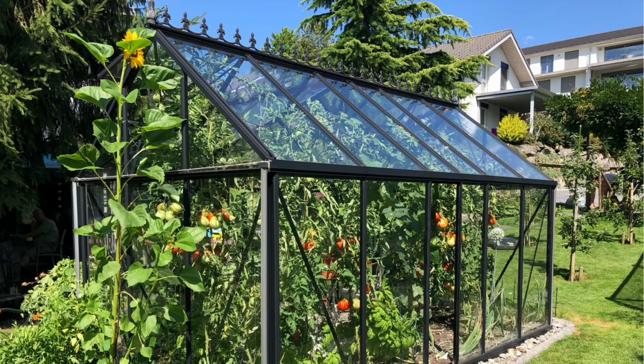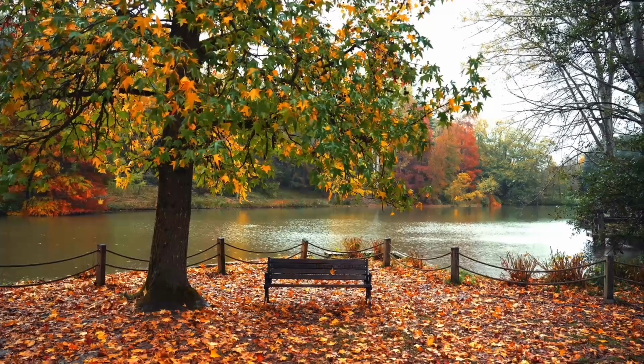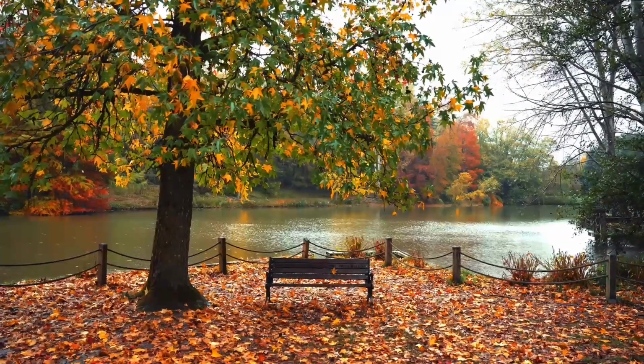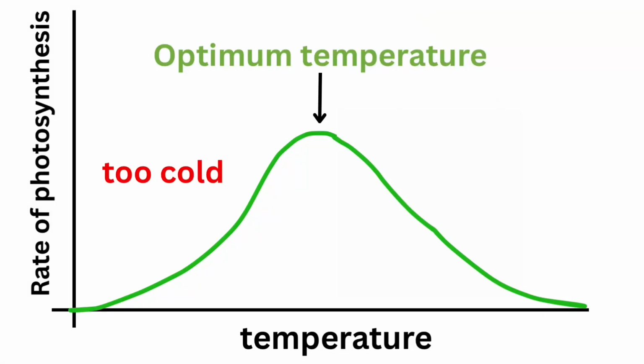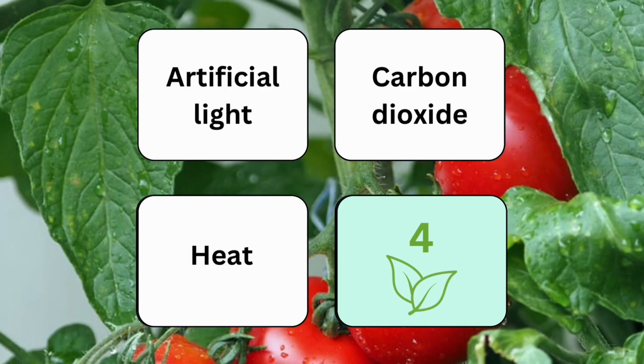On a sunny summer's day, it's very warm, so temperatures in the greenhouse should be high enough to optimise photosynthesis. However, at other times of the year, the temperatures are cooler. At these times, the greenhouse may not be at the optimum temperature. This is another great reason that it's helpful to add a paraffin heater to the greenhouse, because as well as adding CO2, it also increases the temperature. So the third way that farmers can optimise photosynthesis is by adding a heater to their greenhouse.